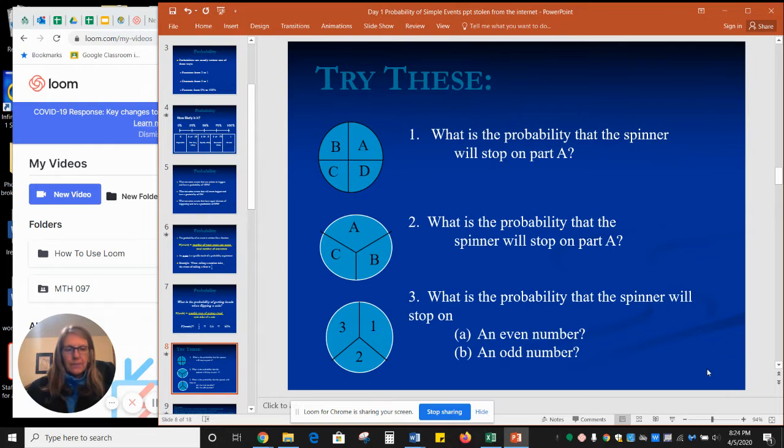Number 3 has 2 parts. What is the probability the spinner will stop on A, an even number, if all of these three sections are identical? Part B, what is the probability it will stop on an odd number? If you look at those two fractions side by side, a light bulb might come on. 1/3 and 2/3 add up to 1, which is like 100%. So if we wanted an answer that had 100%, we would ask the question, what is the probability that the spinner will stop? 100%.